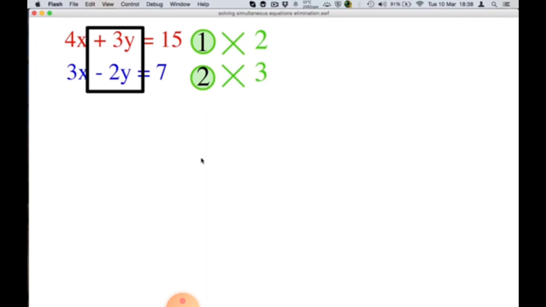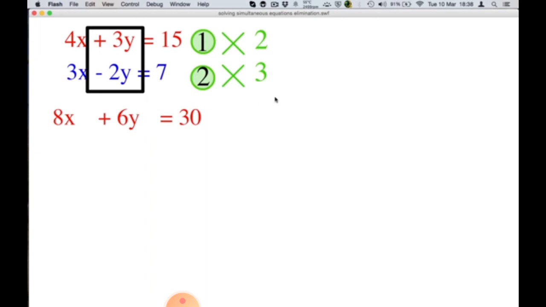So let's multiply these equations. 2 times 4x is 8x. 2 times 3y is positive 6y. 2 times 15 is 30. Okay, let's just recap. 2 times 4x is 8x, 2 times 3y is 6y, and 2 times 15 is 30.